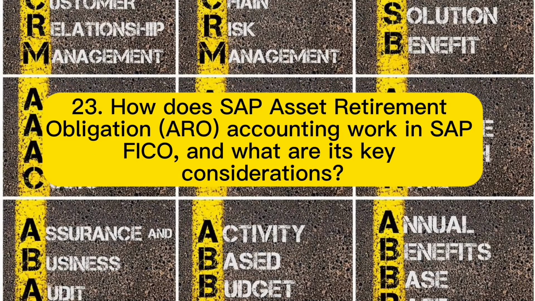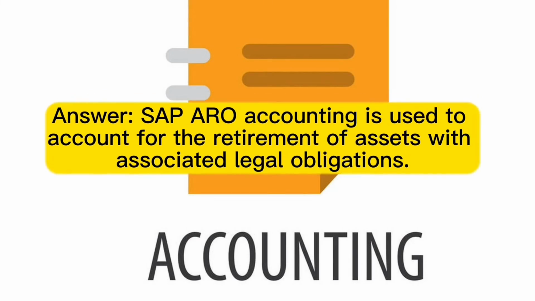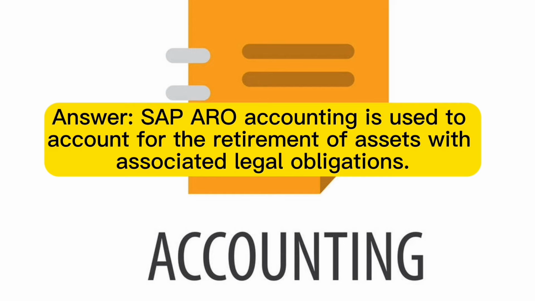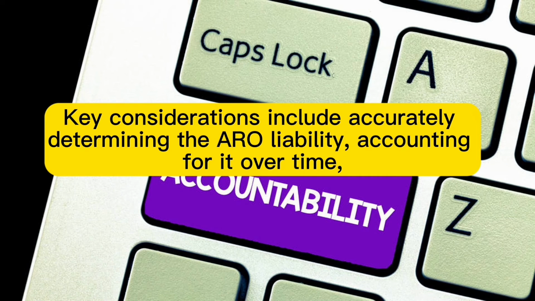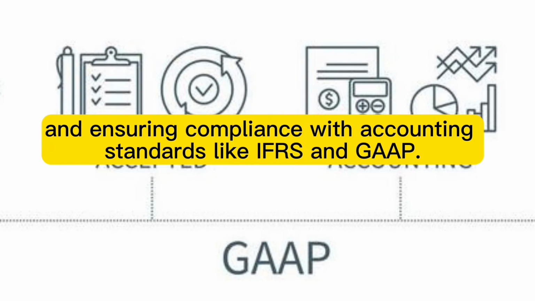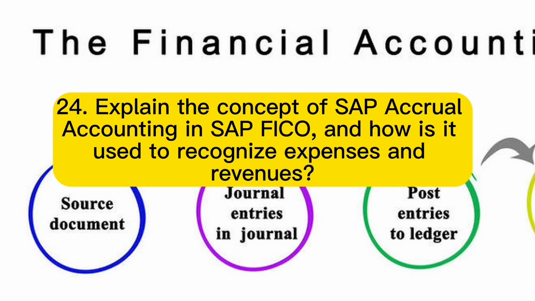23. How does SAP Asset Retirement Obligation, ARO, accounting work in SAP FICO, and what are its key considerations? Answer. SAP ARO accounting is used to account for the retirement of assets with associated legal obligations. Key considerations include accurately determining the ARO liability, accounting for it over time, and ensuring compliance with accounting standards like IFRS and GAAP.